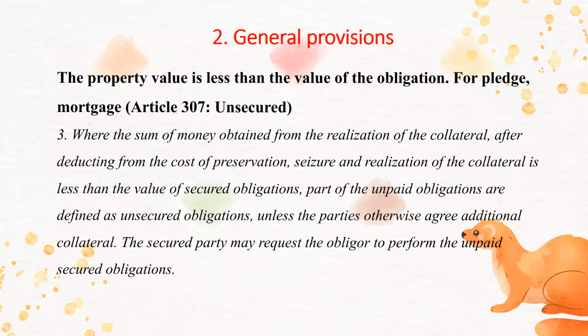When the property value is less than the value of obligation for pledge mortgage, we have Article 307 unsecured. Where the sum of money obtained from the realization of collateral after deducting the cost of reservation, seizure, and realization of collateral is less than the value of secured obligation, part of the unpaid obligation is defined as unsecured obligation unless the parties otherwise agree additional collateral. The secured party may request the obligor to perform the unpaid secured obligation.